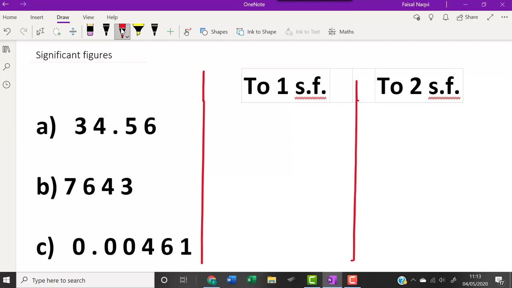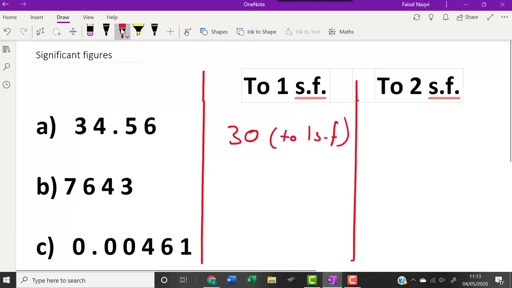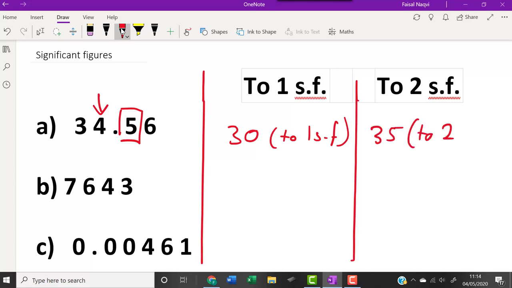Okay, if we take a look at the first one, the first significant figure is going to be my 3. My deciding number is going to be my 4. The 4 tells me to keep the 3 the same because it's less than 5, so I got 30 to one significant figure. To two significant figures, my 4 is my second significant figure. The 5 is my deciding number. That tells me to round the 4 up, so this becomes 35 to two significant figures.